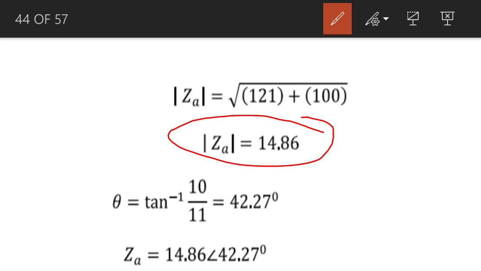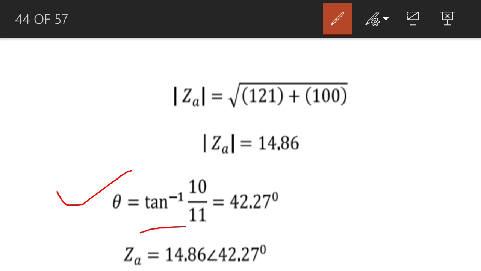So the magnitude of the resultant phasor is 14.86. We can calculate the angle of the resultant phasor with the help of this particular equation. Tangent inverse of 10 by 11 will give you 42.27 degrees. So the same phasor in polar form will be equal to 14.86, which is the magnitude of the resultant phasor, and 42.27 degrees is the angle of the resultant phasor. So we convert the phasors from polar form into rectangular form with the help of our scientific calculators, or with the help of the equations which we have studied in the theoretical class, right?